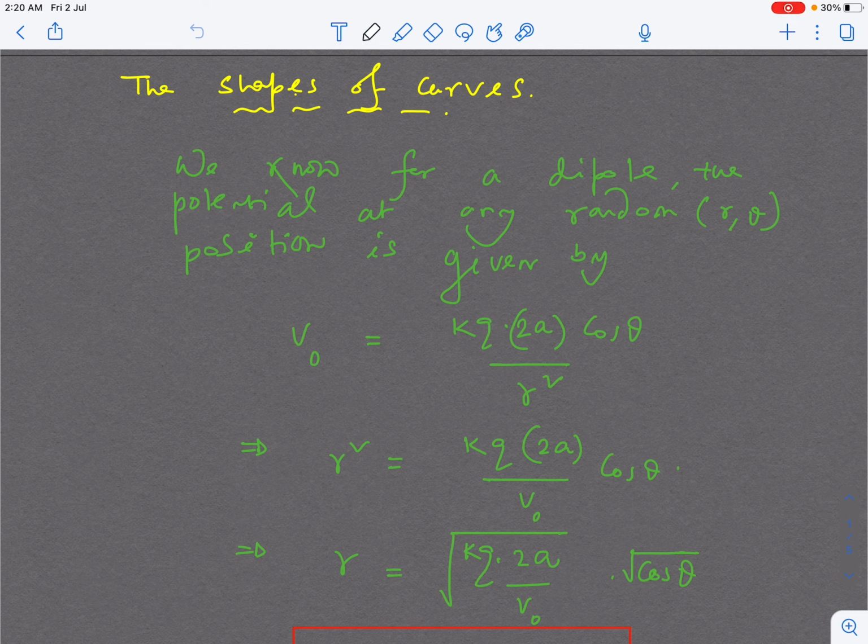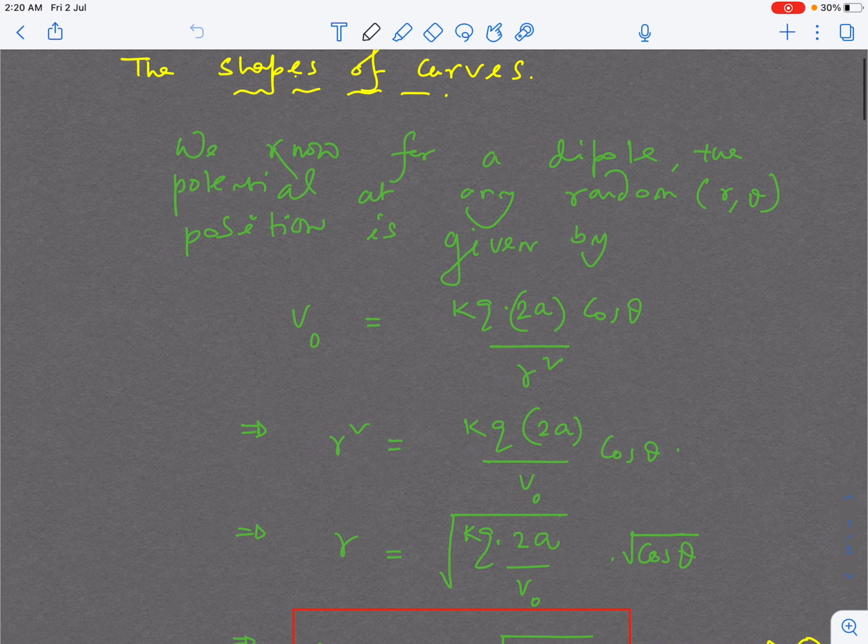So here in this particular topic I have named the topic as the shapes of the curves. Predominantly here we'll try to figure out what is the nature of the curve for equipotential surfaces for dipoles, and obviously what is the line of equation that I can draw for the corresponding electric field. So without wasting much time, let us proceed.